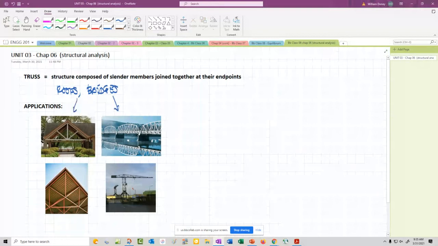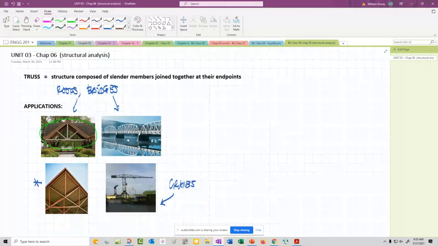Now, there's a bridge. There's a roof truss. There's another roof truss down here or an overhang. And we could also have cranes and support structures like that. You should be able to look around as you drive and see these structures pretty much everywhere. There's a roof structure or something that has to be above ground and supported. The most common would probably be the roof truss. If you have access to your attic or to a garage or barn, you should be able to see this.